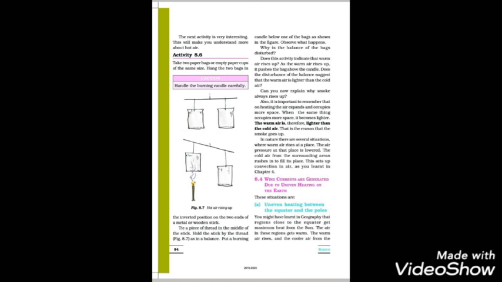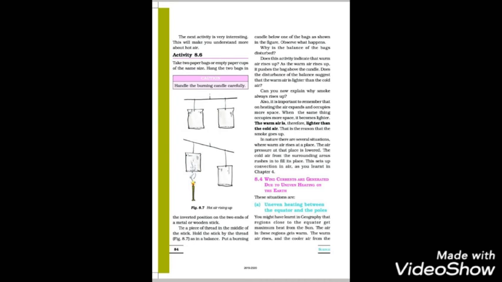Take 2 paper bags or empty paper cups of the same size and hang the 2 bags in the inverted position on the 2 ends of a metal or wooden stick, as shown in figure 8.7. Tie a piece of thread in the middle of the stick. Hold the stick by the thread as shown in figure 8.7, as in a balance. Put a burning candle below one of the bags as shown in the figure. Observe what happens. Why is the balance of the bags disturbed?